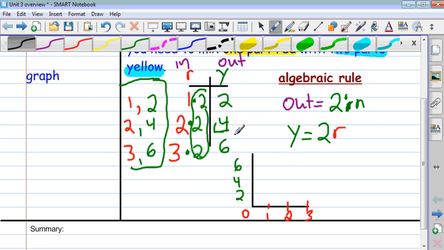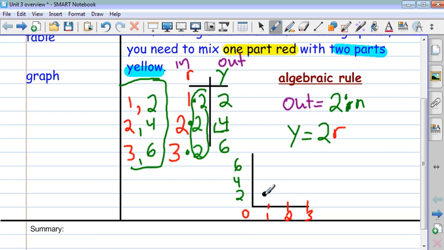So I'm going to put this here in black ink. My first one is 1 and 2. So I go right to the 1, which is red, and I go up to the 2, which is in green. And I put my first dot there. My next point is 2 and 4. So I go right to the red 2 and up to the green 4. And lastly, I have 3, which is in red, and 6, which is in green.